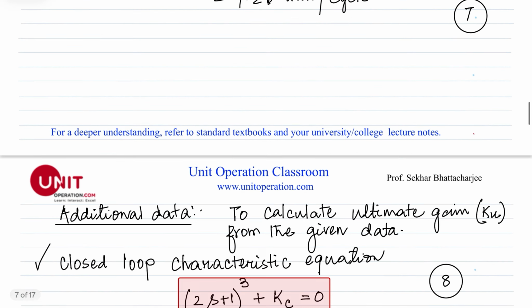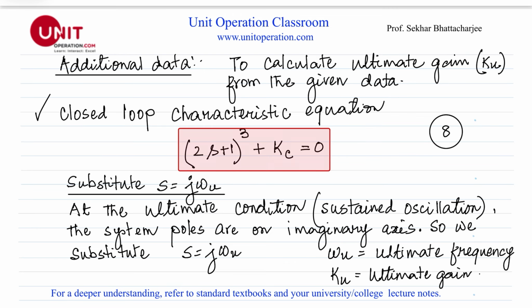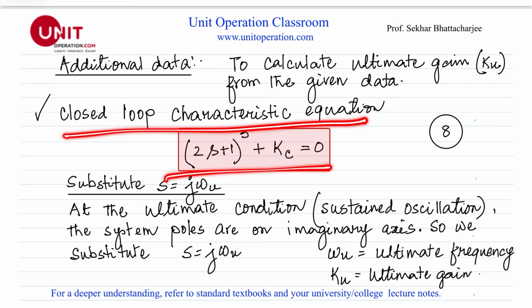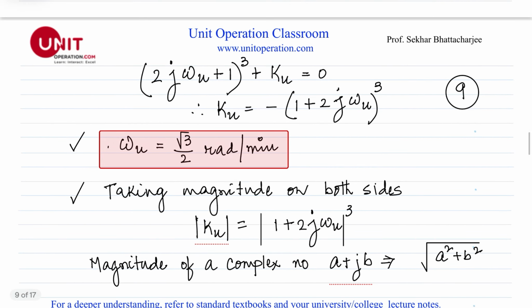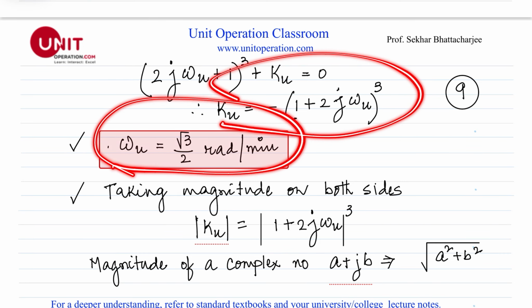So let's see what additional information is needed to calculate the ultimate gain. We don't need to do that for this particular problem, but let's see if we want to find that. We know the closed loop transfer function is this one. We have seen it. So we substitute s equal to jω. We get this one right here.